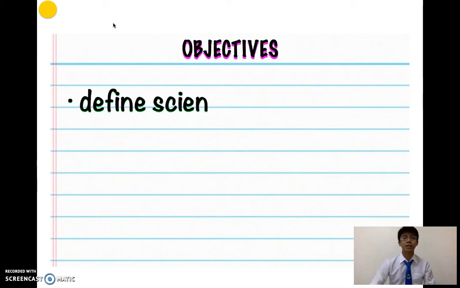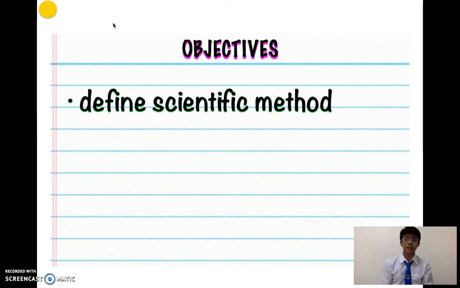The first objective is for you to define what scientific method is. Scientific method has been taught since like elementary years or primary years. So probably you already have an idea about what scientific method is all about.